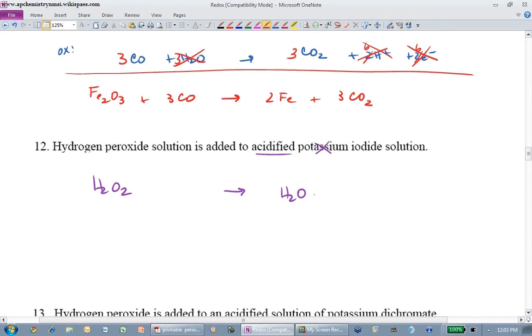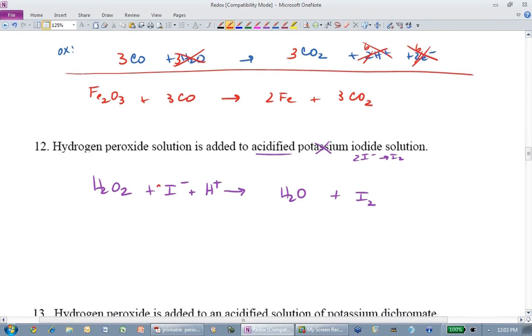And then what else is going to take place? My I minus is going to go to I2 because that's going to be an oxidation, right, from a -1 oxidation state up to 0, whereas the peroxide has that peroxide ion, O2 minus 2, that's going to go to the normal oxygen of the water. And what else do I need? Oh, it said acidified. Plus H plus, and I already had my water there, so that's just all well, fine and dandy.